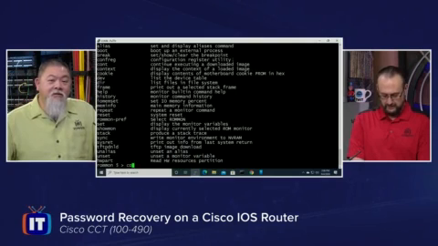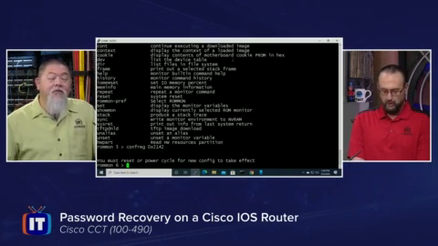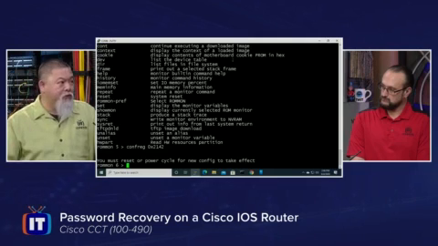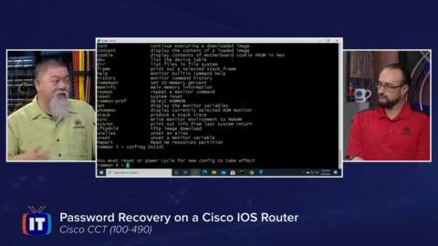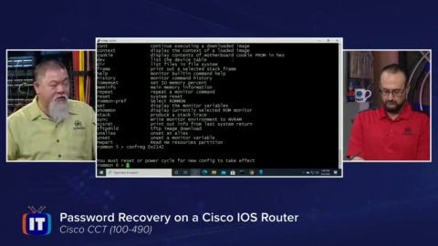Confreg. Okay, so I'm going to try that again. Reg space 0x2142. Right. And hit enter. And there we go. So now notice it gives us two options. Now if we hit reset right now, it's just going to reboot. The problem that we have is if it reboots, it's going to come right back to ROMMON because the compact flash isn't there.